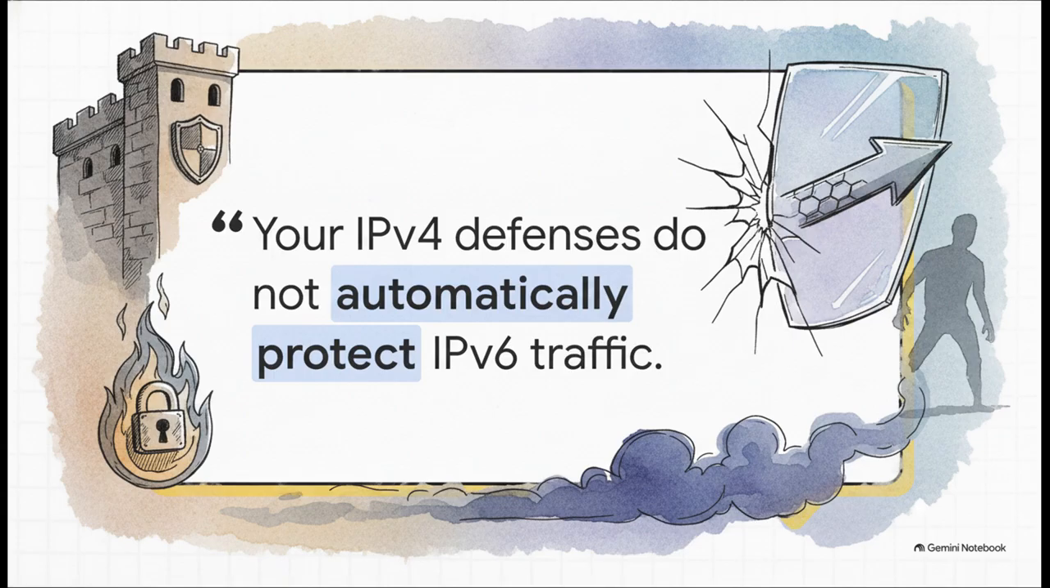It says, "Your IPv4 defenses do not automatically protect IPv6 traffic." I know, it sounds super obvious when you say it out loud, but it's a vital operational truth. Running 2 protocols means you are literally managing 2 entirely separate attack surfaces. If your firewalls, your IDS, and your logs are only tuned for IPv4, you are essentially flying blind on the IPv6 side of the house.